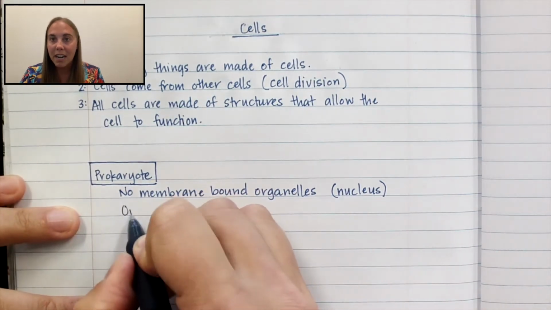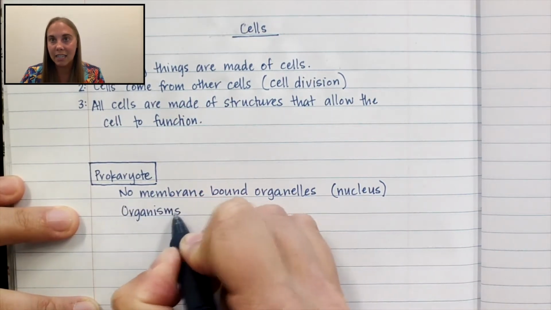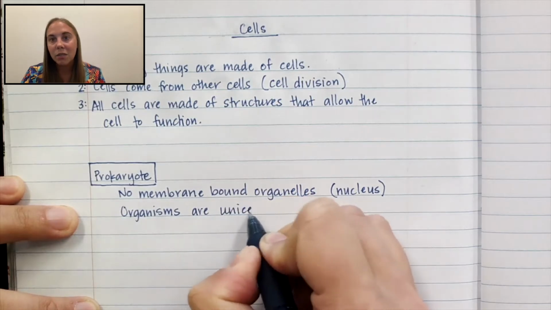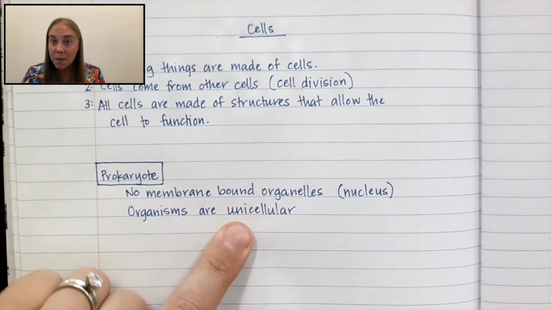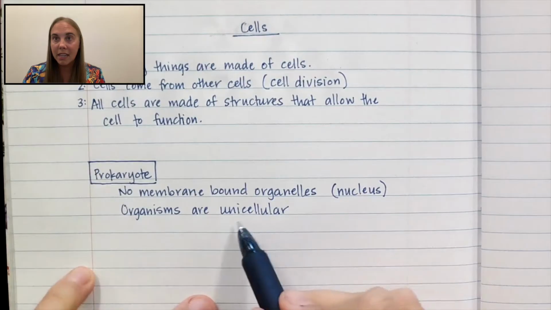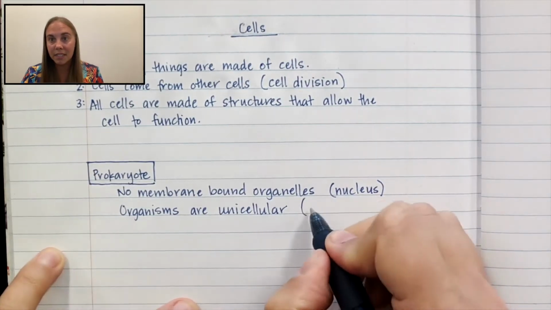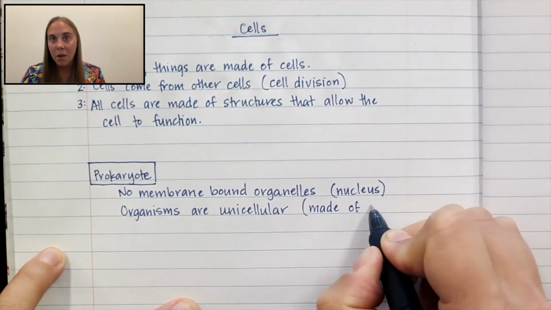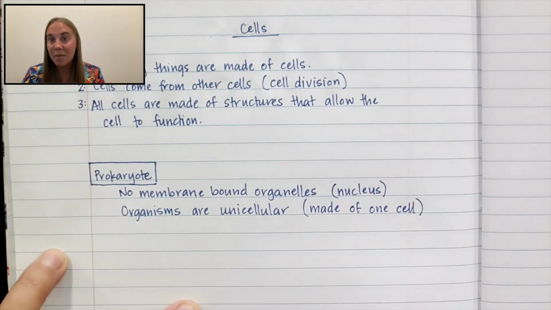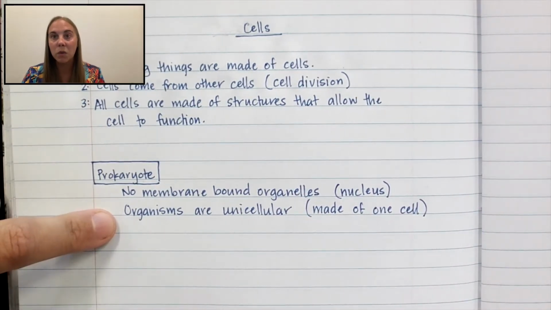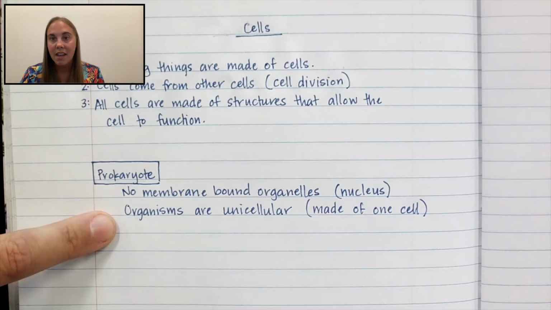Another thing about prokaryotes is that they're unicellular, and this means that they're made of only one cell. You are multicellular because your body is made up of a bunch of different cells that are all working together. Well, prokaryotes are tiny, and one of the reasons why is because they're made of only one cell.